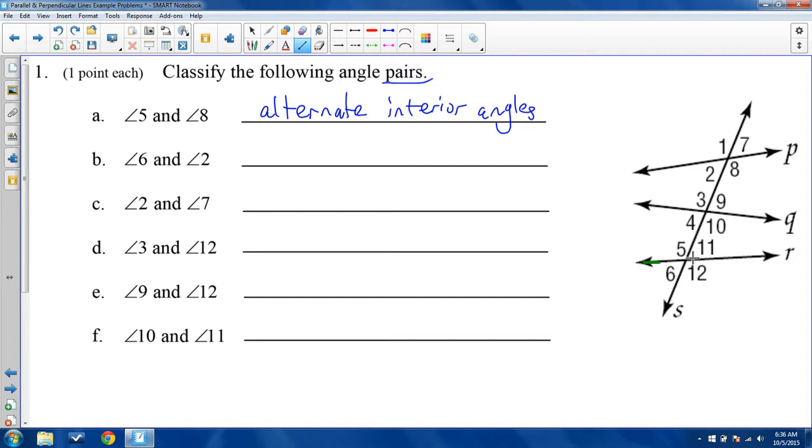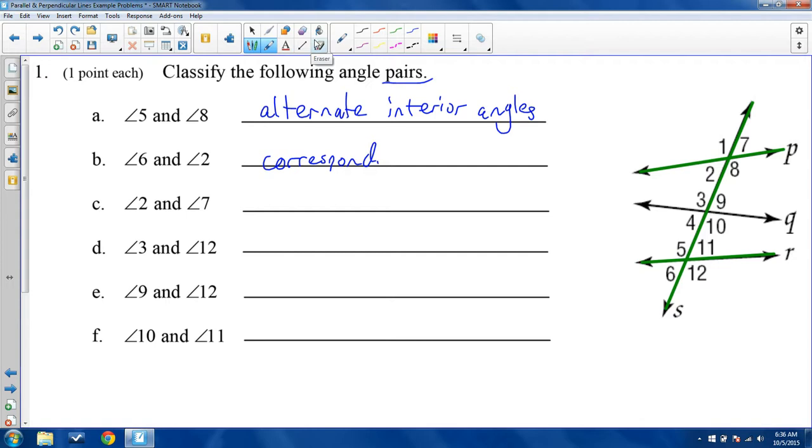All right, 6 and 2. Let me keep the transversal up there. Here's 6. Here's 2. What kinds? Those are corresponding angles. They kind of go in the same direction. I don't really know the best definition to say, because when they're not parallel, they're not always looking like they're going the same direction, but it's close enough. They're on the same side of the transversal. One's on the inside, one's on the outside.